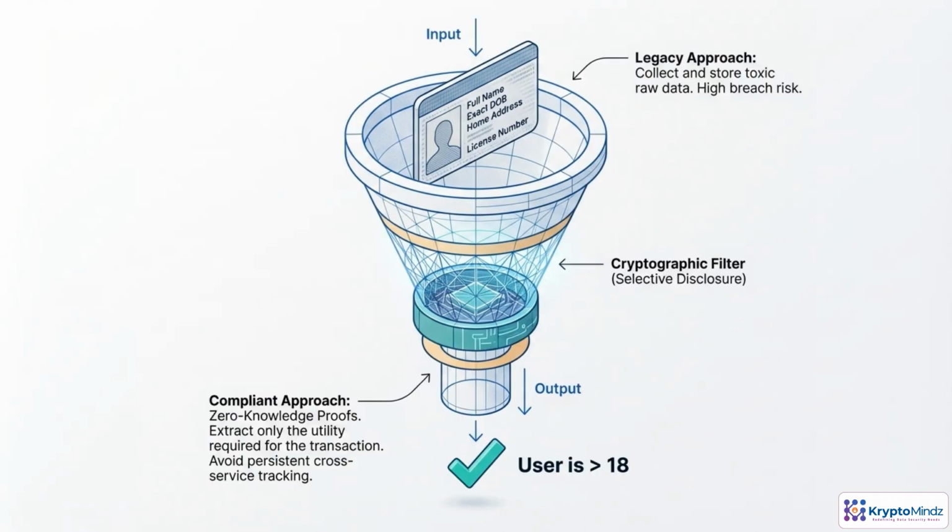Consider a bar or fintech app that only needs to know whether you're over 18. The legacy mindset says, copy your entire ID into their database. Name, exact birth date, address, license number. That creates a pile of toxic data, perfect for breaches and misuse. A modern compliant mindset uses a cryptographic filter. With techniques like zero-knowledge proofs, the system only learns the answer to the question it cares about. Is this user over 18? Nothing more, and nothing reusable for tracking.